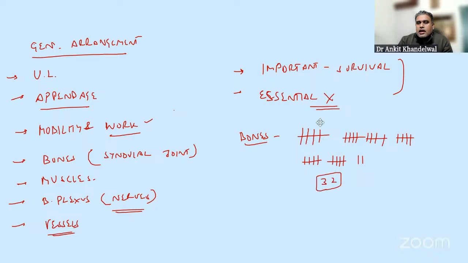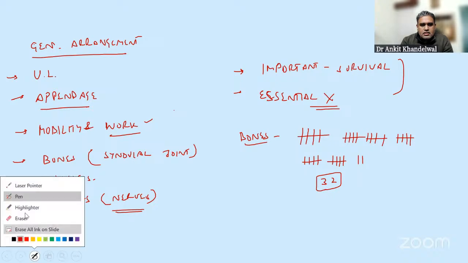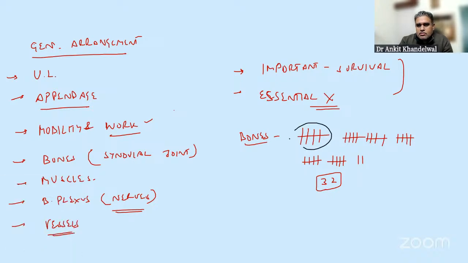So I hope we all remember our school maths classes, that this one refers to the number 5: 4 vertical lines and 1 horizontal line. They are 1, 2, 3, 4, 5, 6, so 30 plus 2 is 32. So there are around 32 bones in one upper limb. In total, both upper limbs will have around 64 bones. Okay, this is the initial, whole arrangement.